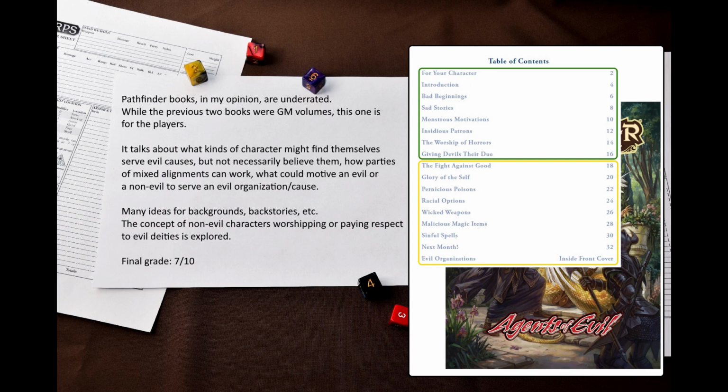The book is short, but it talks about what kinds of characters might find themselves serving evil causes but not necessarily believing in them, how parties with mixed alignments can work, what could motivate an evil character to serve an evil organization or cause, and what could motivate a non-evil character to do so. There are many ideas for your character's background, what kind of early events could have influenced his worldview, etc. It explores something that neither Evil nor Book of Vile Darkness do, non-evil characters worshipping or at least paying respects to an evil deity to appease them, or to use granted powers in a utilitarian way.